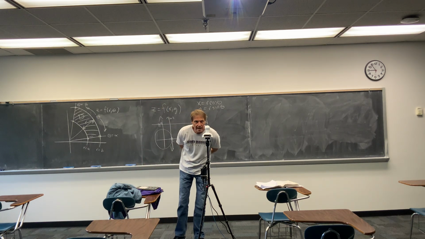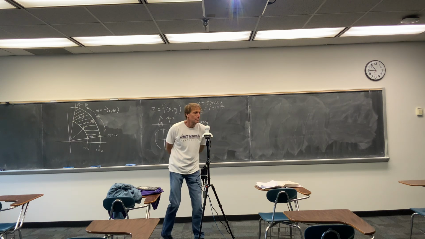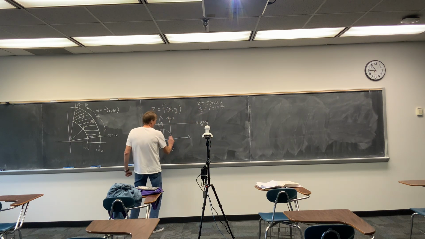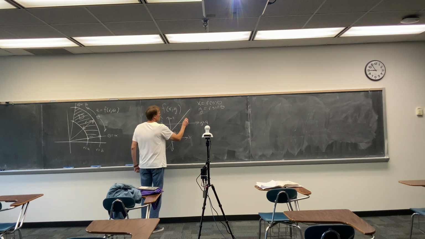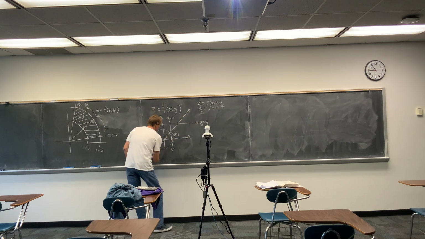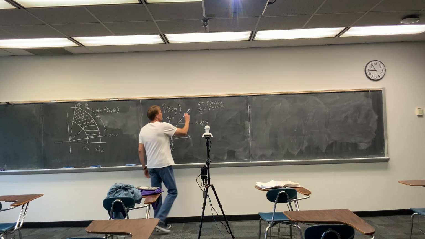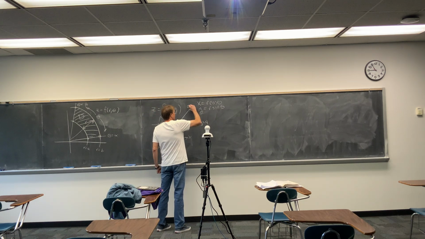Now, what was the last thing I asked you to do? Draw theta equals pi over 4. So you take an angle from here up pi over 4, and r is allowed to run however it wants between minus infinity to infinity, and this is the coordinate curve theta equals pi over 4.